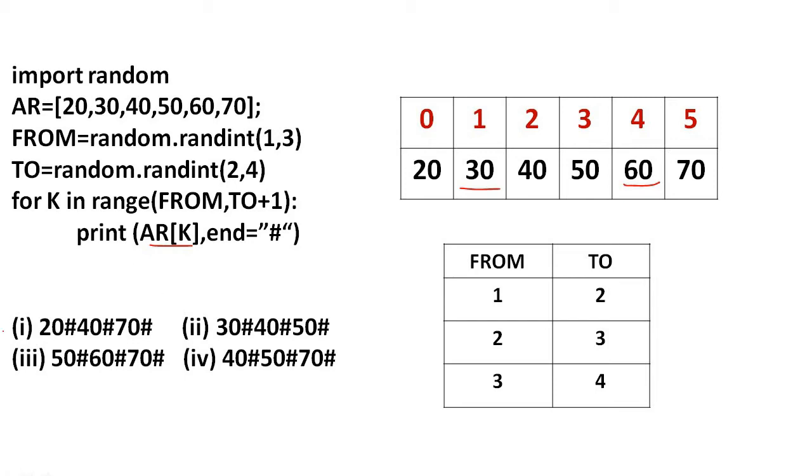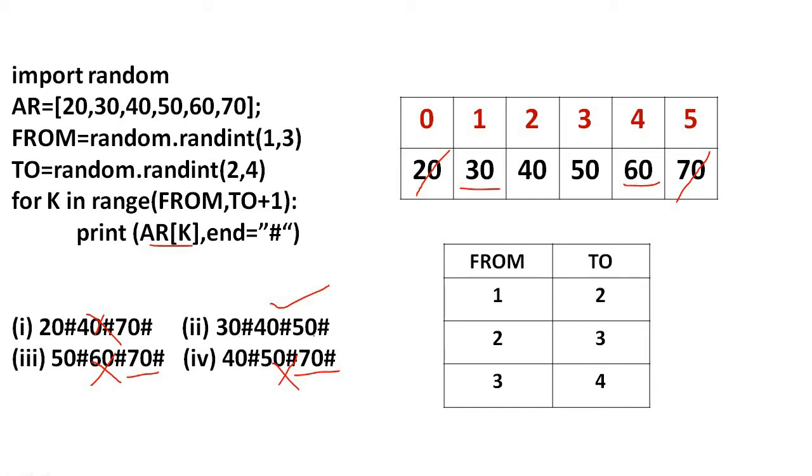Then see the options. See the first one. It starts from 20. 20 will not come in our output. So eliminate the first option. Then what about the options 3 and 4? In both these options 70 is included. See. But 70 will not be there in our output because 70 is at index 5. So we can eliminate these two also. Then what will be our answer? Option 2.